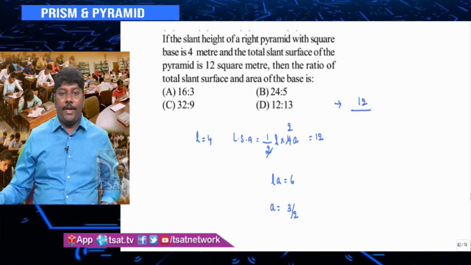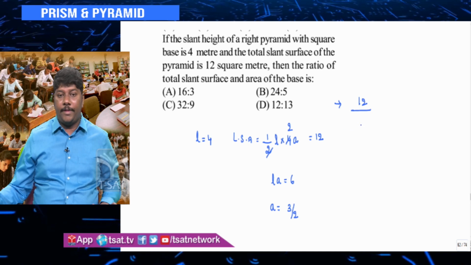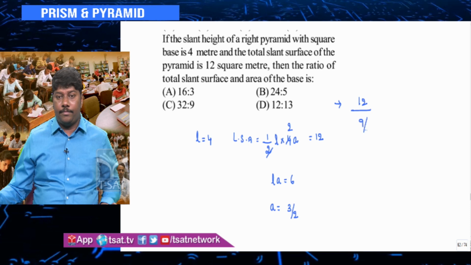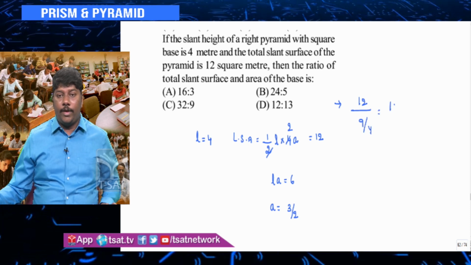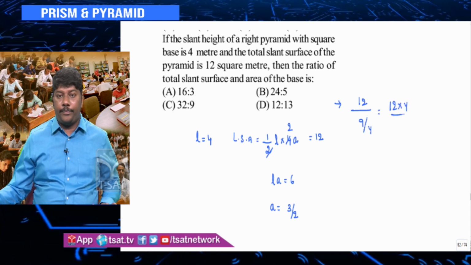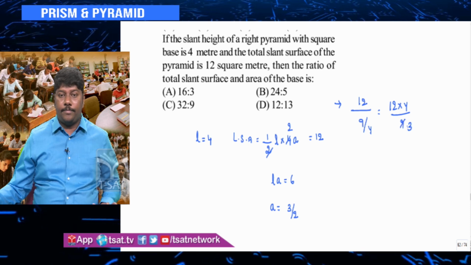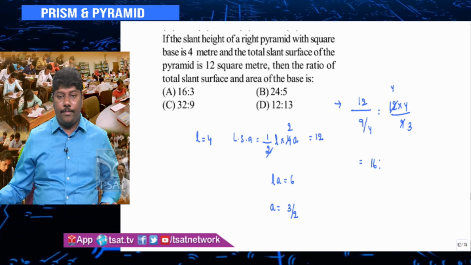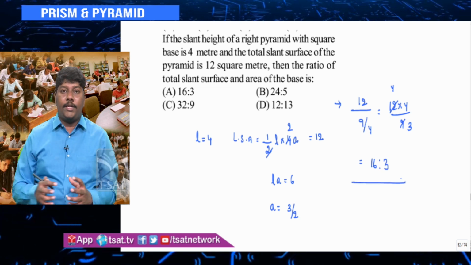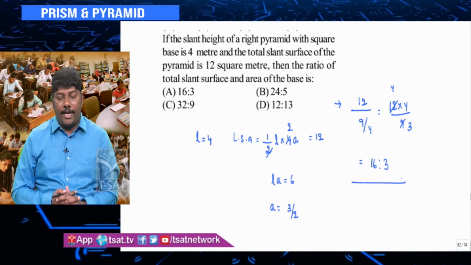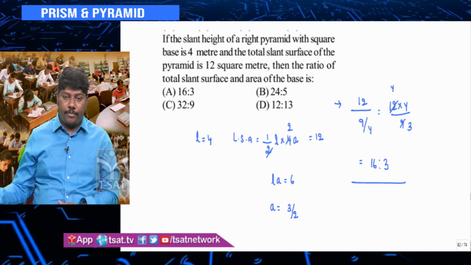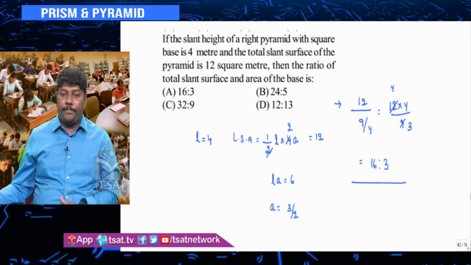by the base area. So what is base area? It is a square, square area, right? So it is 9 by 4. So it becomes 12 into 4 by 9, 3s, 4s, 16 is to 3. Total slant surface area means lateral surface area, base area is a square area here. Let's look at the next one.